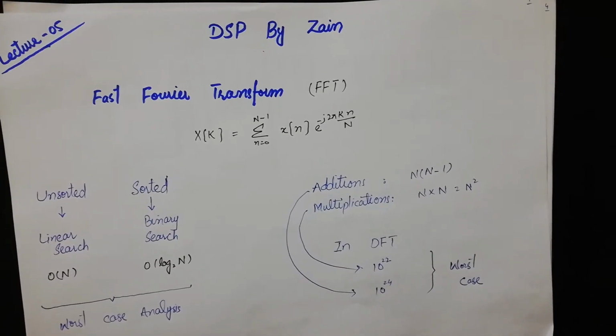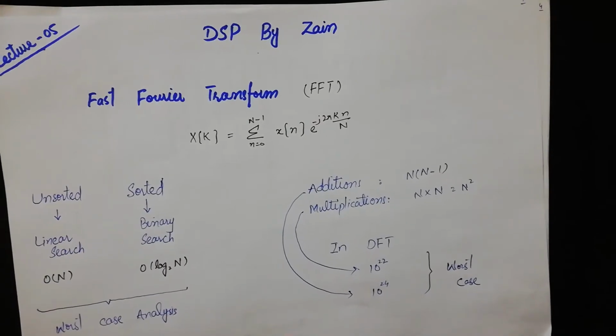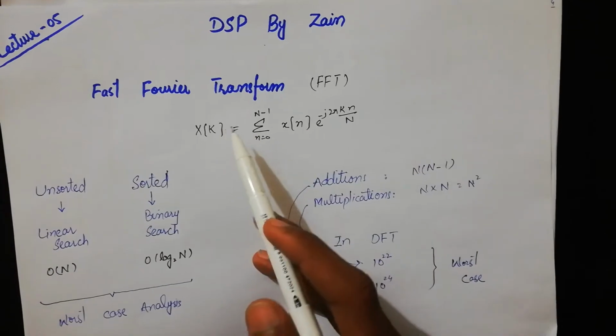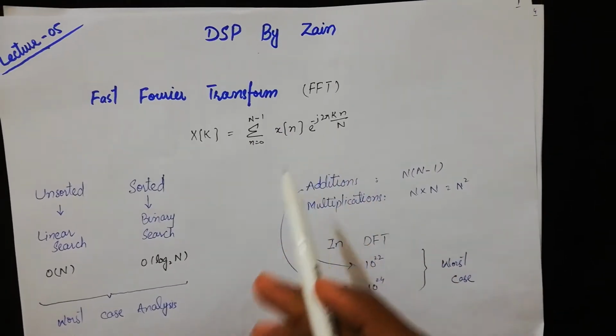The main content of this lecture is fast Fourier transform. We will study about fast Fourier transform. The formula for DFT, as we previously discussed, is X[k] equals summation n=0 to N minus 1 of x[n] e to the power minus j2πkn over N.